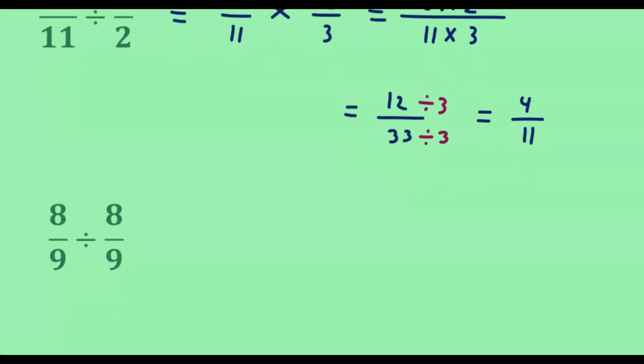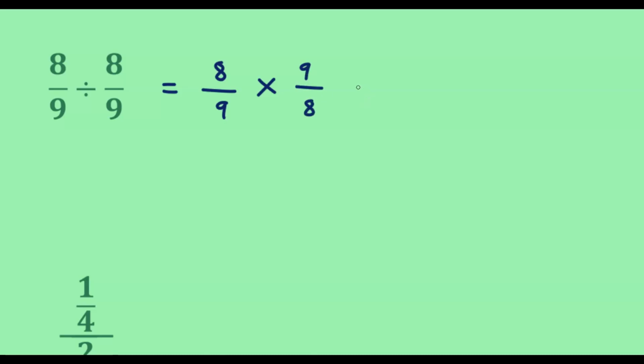Now let us move on to the next problem. We have 8 over 9 divided by 8 over 9. Now recall that whenever we divide a number by itself, we end up with 1. So 8 over 9 divided by 8 over 9 should be equal to 1. Let's do this problem. We keep the first fraction, 8 over 9. Then we change the division sign into a multiplication sign, and then we flip the second fraction, 8 over 9. So we end up with 9 over 8.